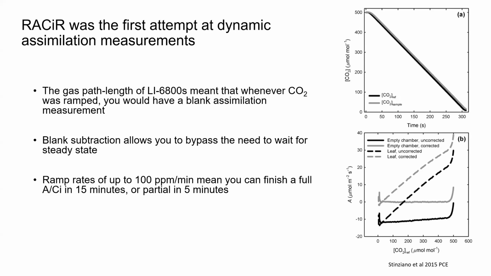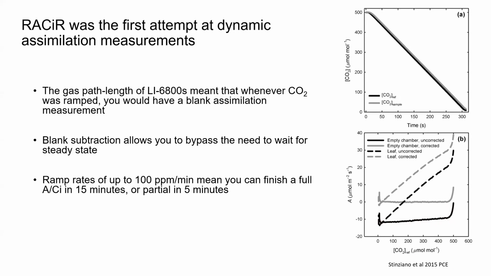The problem was that due to the differences in path length between the LI-COR console and the two IRGAs, which are used to calculate assimilation, there was a blank assimilation measurement. At the typical recommended ramp rate, this is usually plus or minus 10 micromole carbon per meter squared per second. So what you would have to do is take a blank measurement of assimilation. I can show you that here. Here is the blank assimilation with no leaf in the chamber.